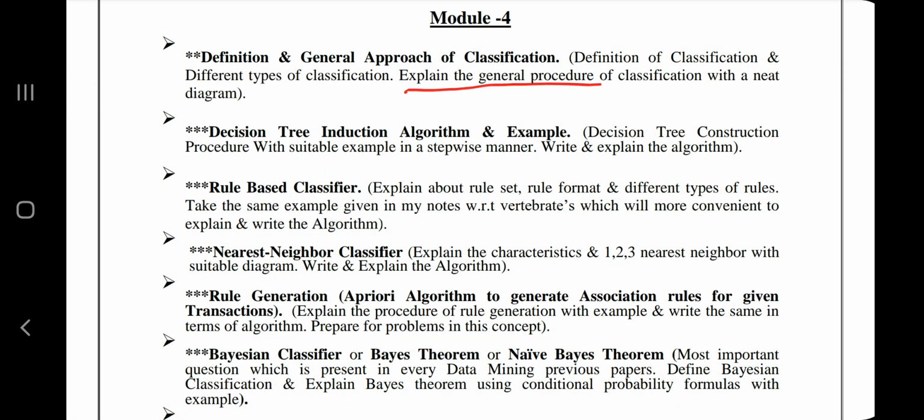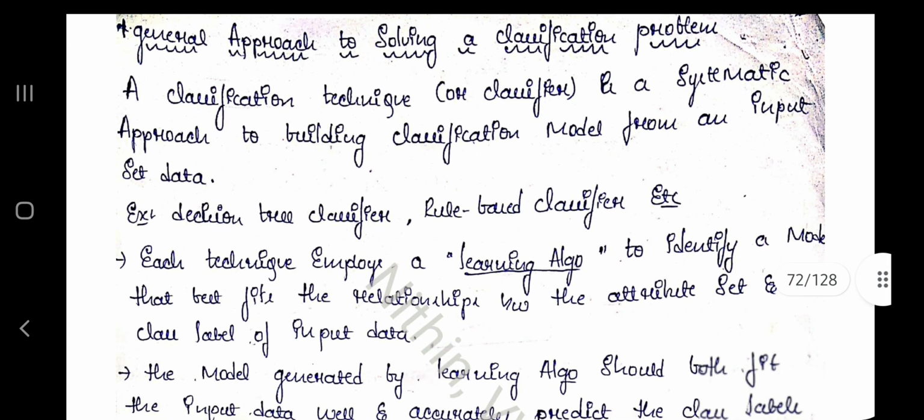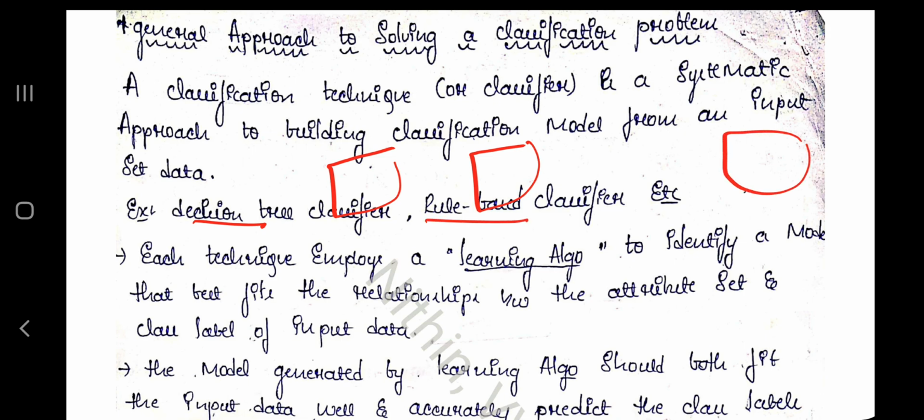Then we have explain the general procedure of classification with a neat diagram. First let's see what the procedure is, then let's see the diagram related to that as well. So what is the general approach to solving a classification problem? The general approach is that there are many algorithms, like decision tree based classifier, rule based classifier, random forest classifier. There are many other algorithms.